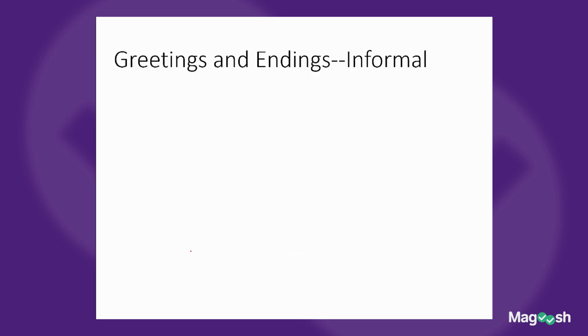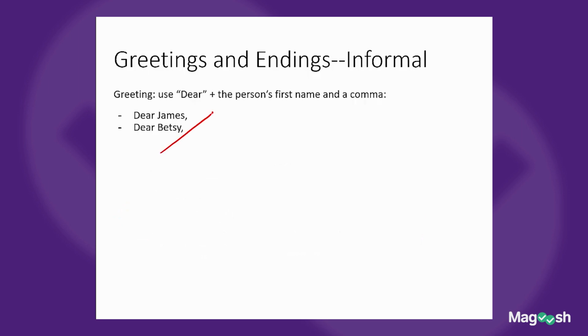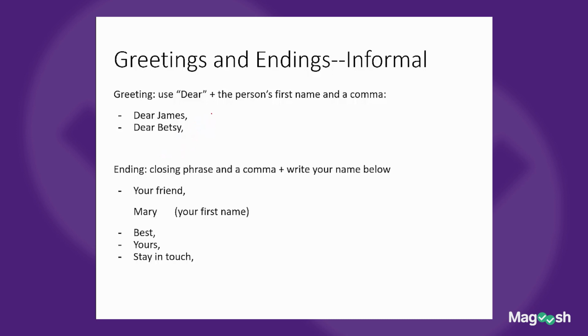For informal letters, equally simple. In these, you simply need to begin with dear, then the first name of your friend whom you're writing, and finish all of that with a comma, and then you're ready to write, okay? Really simple for informal letters.